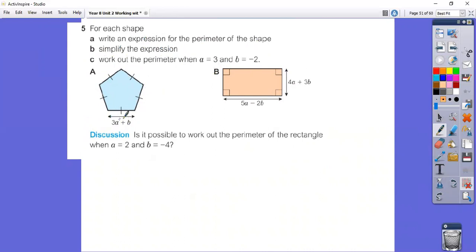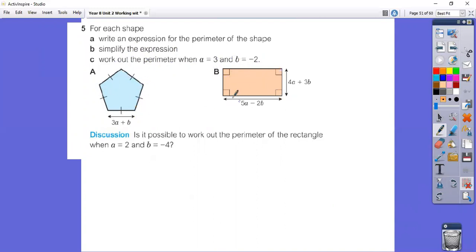So if one side here is 3a plus b, then this side here is also 3a plus b, 3a plus b, 3a plus b. Collect all of them together and then work out the perimeter. So we substitute the values of a is 3 and b is -2 into your expression to work out its total distance, its perimeter outside.